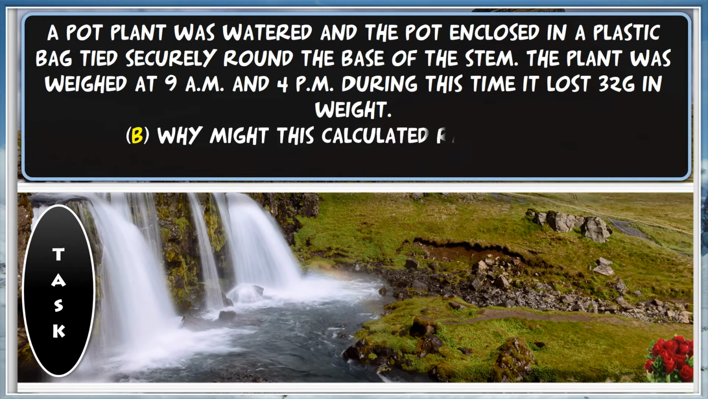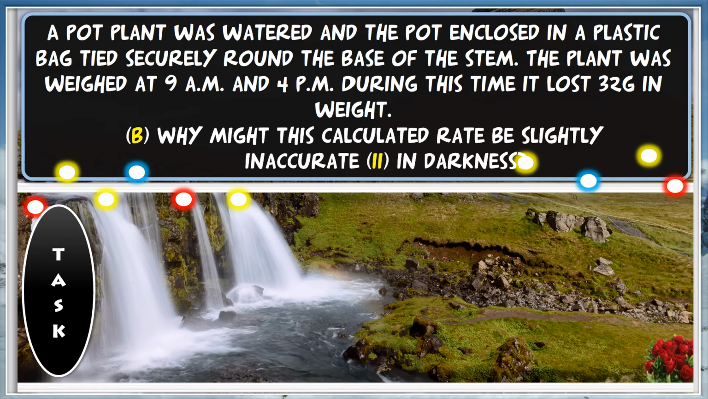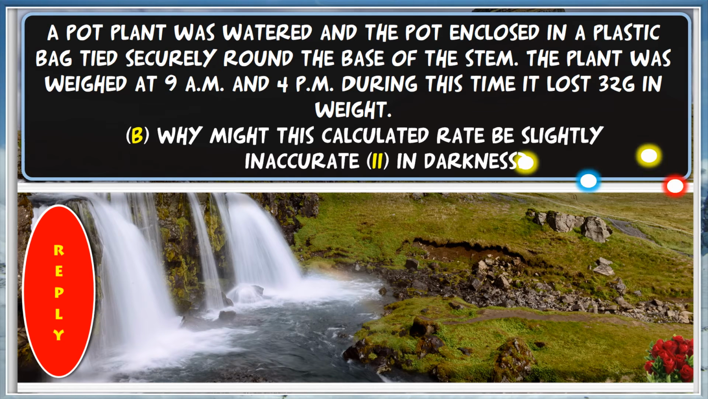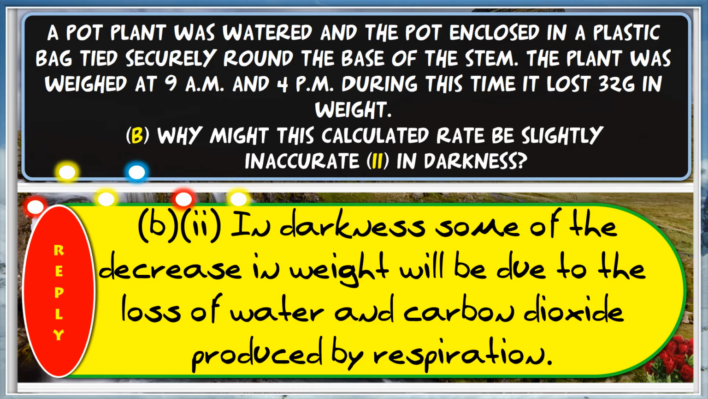Part B, Roman numeral 2. Why might this calculated rate be slightly inaccurate in darkness? In darkness, some of the decrease in weight will be due to the loss of water and carbon dioxide produced by respiration.